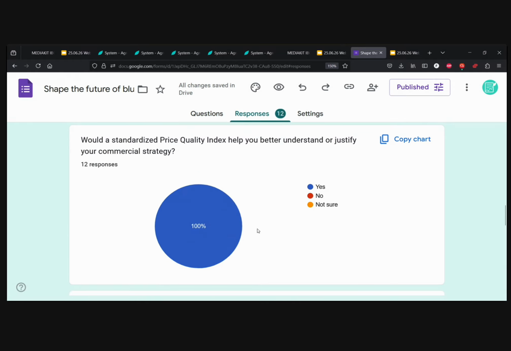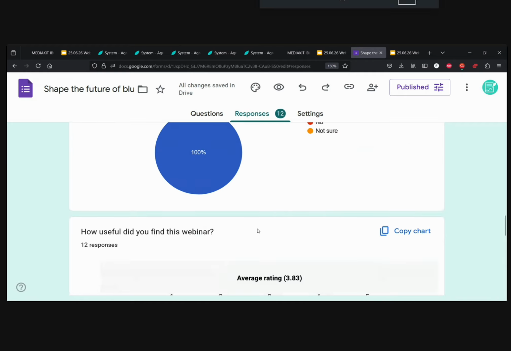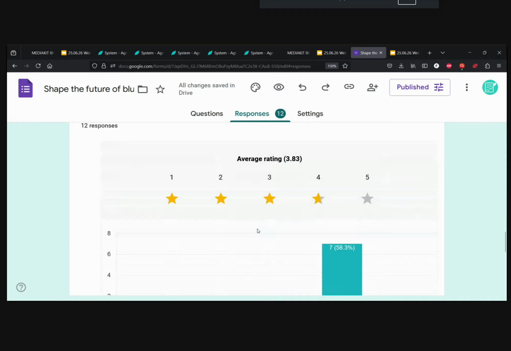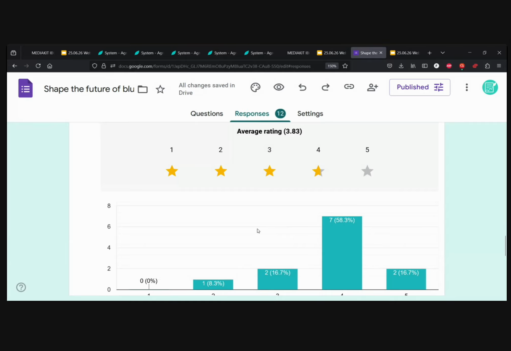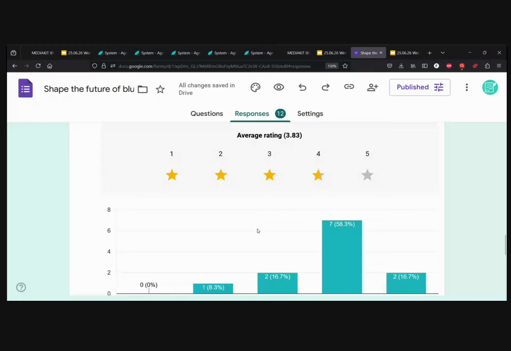Would a standardized price quality index help you better understand or justify your commercial strategy? And I'm kind of guessing that's why most people came here. So I'm also encouraged to see that response. And I'm also very thankful for the ratings that everybody put together for this report.